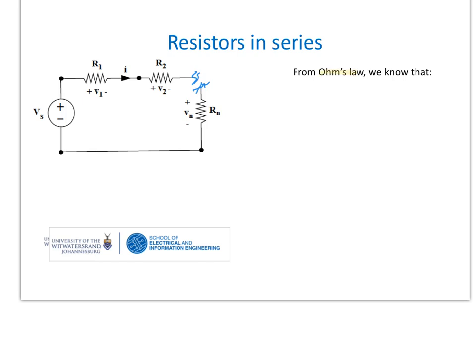And from Ohm's law, remember, we know that in this circuit, V1 is equal to I R1. V2 is equal to I R2. And so on up to Vn, which is equal to I Rn. And of course, you'll know that all of these currents I flowing through all these different resistors is the same current I.